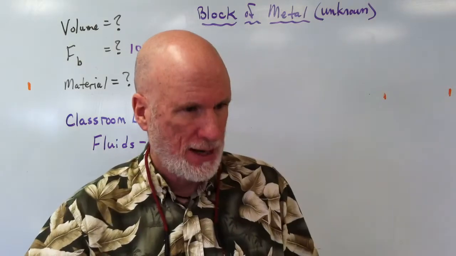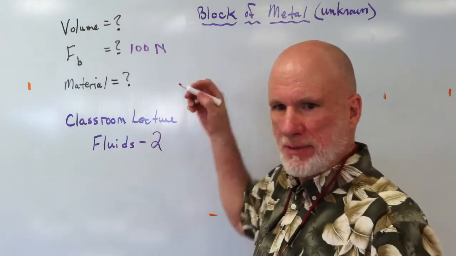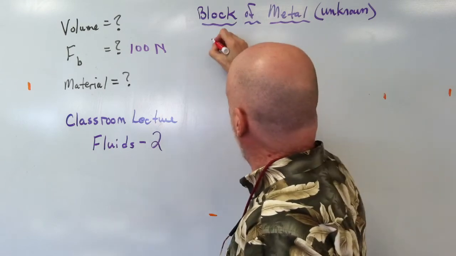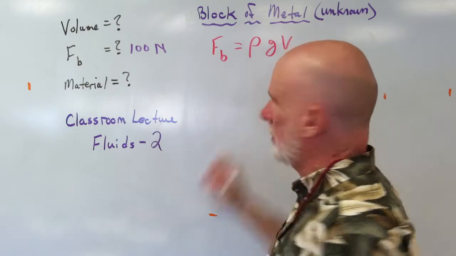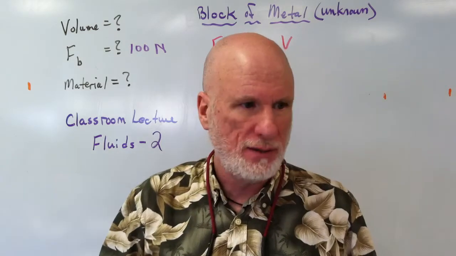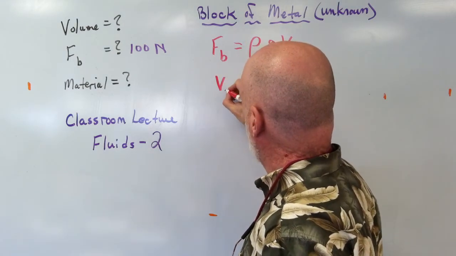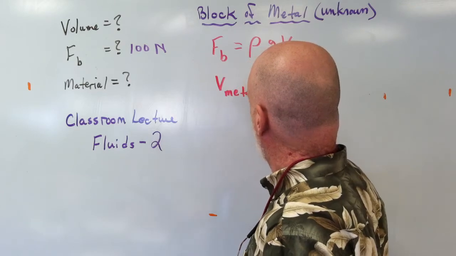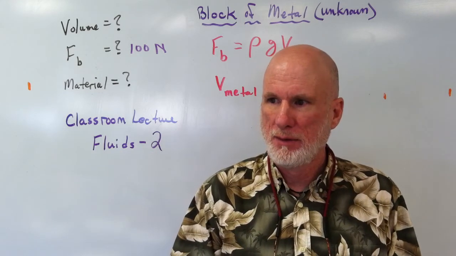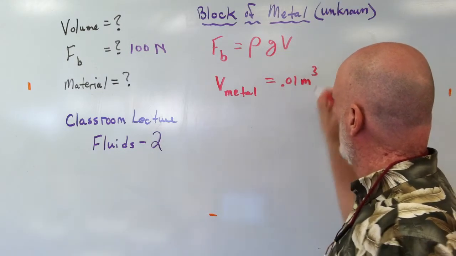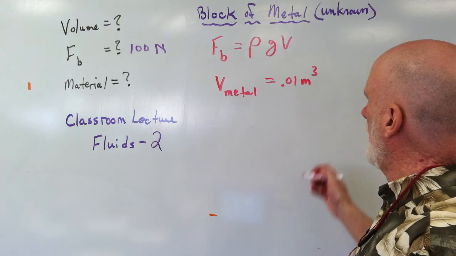Now, let's do this. Are you ready? So, what do we know? We know several things. I'm going to write on the board. We know that FB equals rho g V, right? We know that the volume of the metal is going to equal 0.01 meters cubed. Correct?